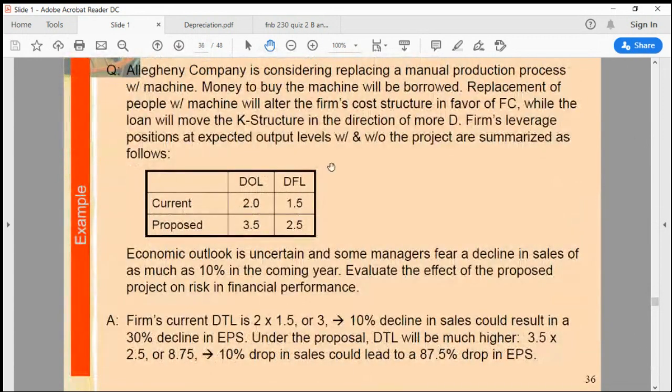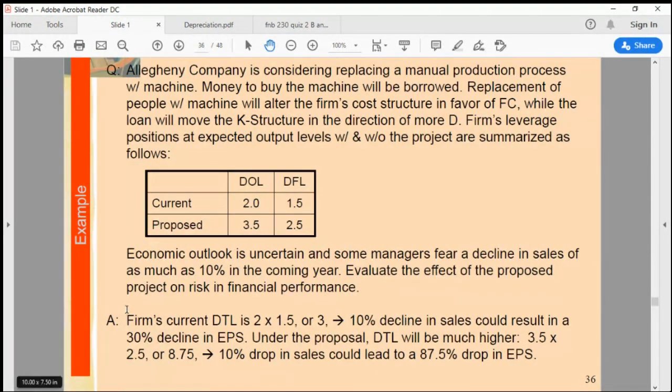And so negative 10% times DTL will give the total effect and drop in earnings per share and ROE. The firm's current DTL is 3, because it's current DOL times DFL, so a 10% decline in sales could result in a 30% decline in earnings per share. But under the new proposed project, DTL will be much higher, 3.5 times 2.5 is 8.75. That means a 10% drop in sales could lead to an 87.5% drop in EPS. Okay, so there's more volatility.